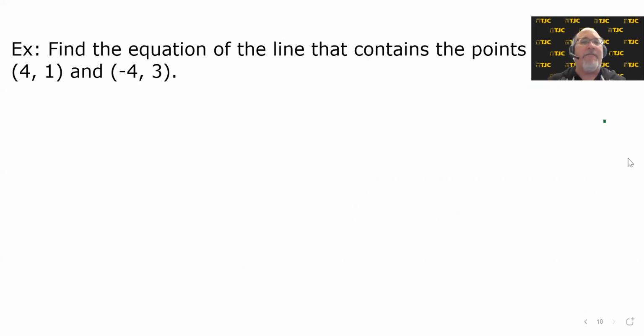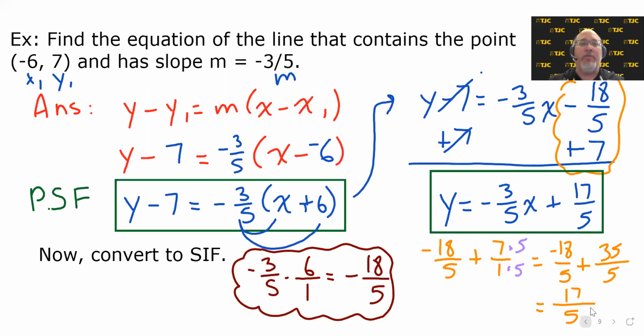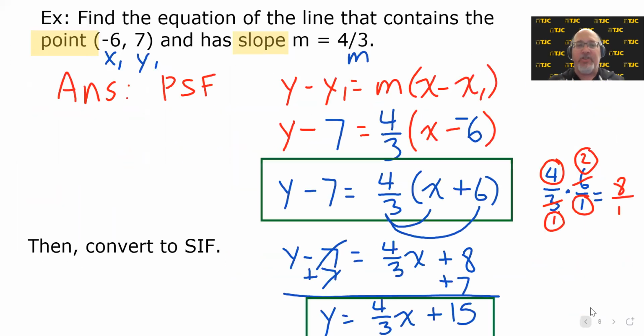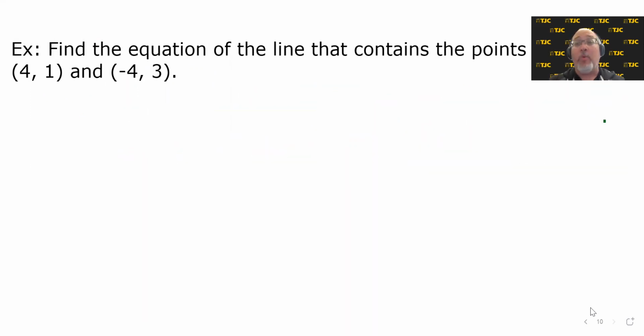Thank you. All right, find the equation of the line that contains the points 4, 1 and -4, 3. Why is this problem different? Why is it different from this one? And why is it different from this one? Answer: we weren't given a slope. We were given 2 points.